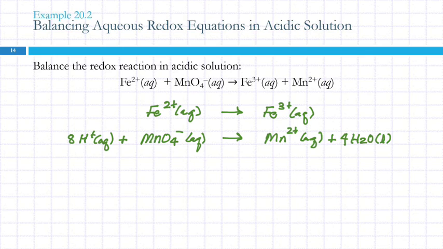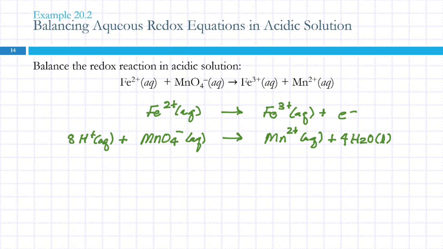Balanced for mass. Balanced for charge. This side's plus 2. That side's plus 3. Add electrons to the more positive side. If I add 1 electron here, that brings the total charge down to plus 2, matches the other side. Okay?